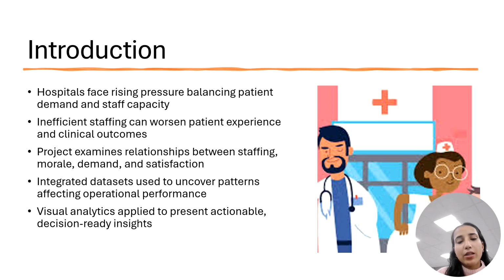As healthcare systems face growing pressure, hospitals must balance increasing patient demand with limited staffing and resources. When staffing is misaligned, both efficiency and clinical outcomes can suffer. So in this project, we explored how staff morale, patient satisfaction, and service demand interact across different hospital departments. We used integrated datasets to uncover underlying patterns that may not be easily seen when the data is viewed separately. By visualizing these relationships, the study aims to provide insights that can support more effective operational decisions.